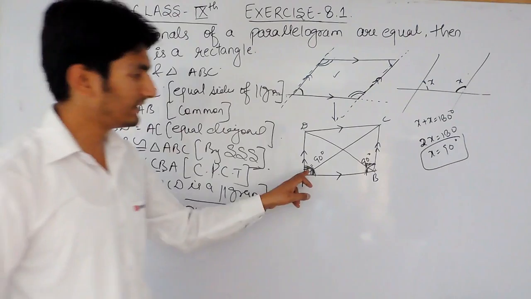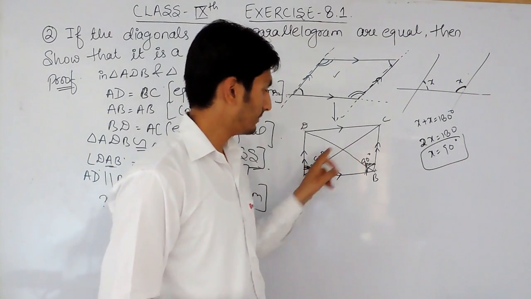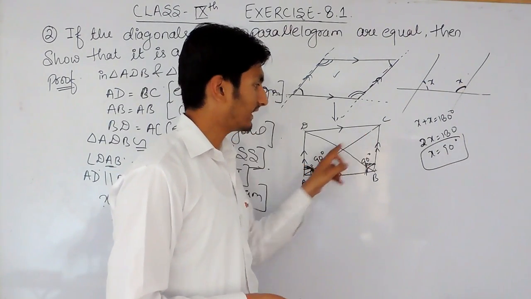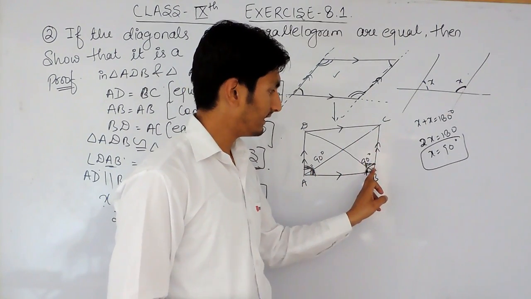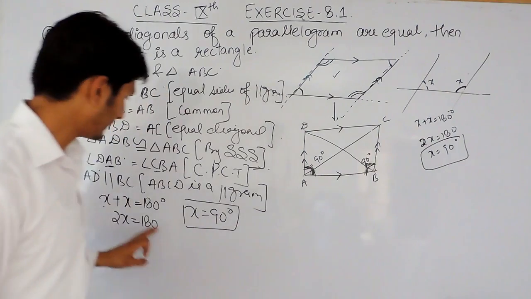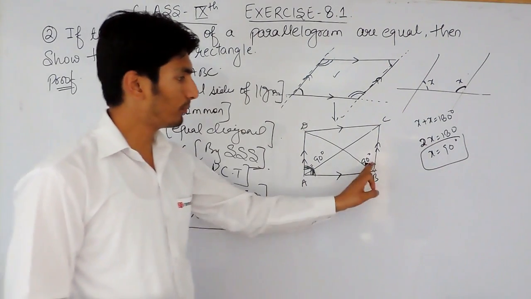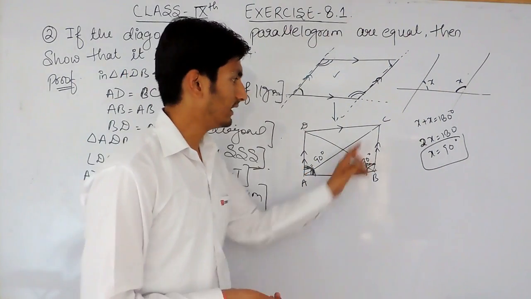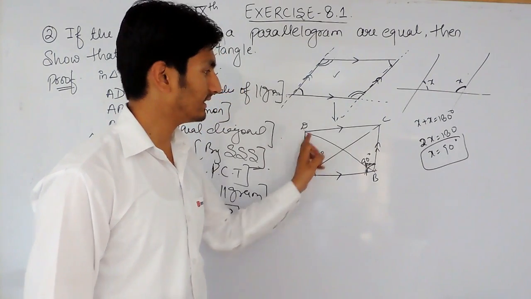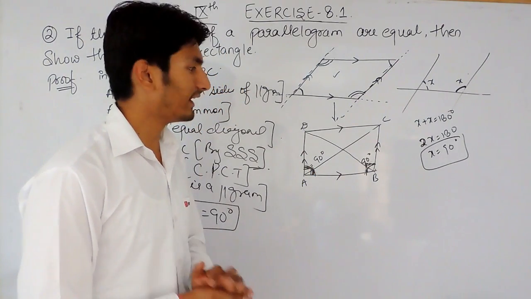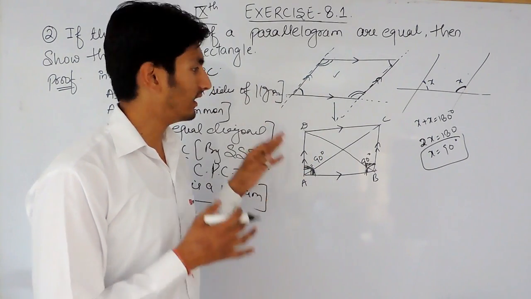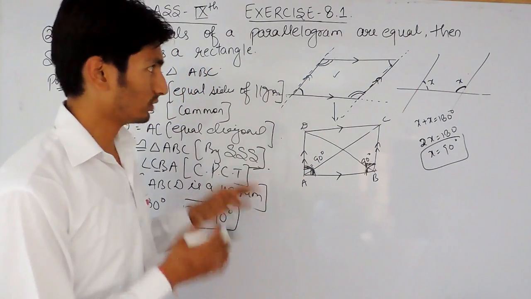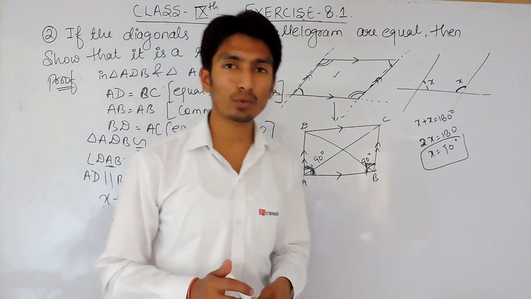Now, if this is 90, opposite to this, because the opposite angles in a parallelogram are equal, this will also become 90 degrees. And we have already proved that angle B is also 90. So opposite to this will also become 90. So because all angles in this parallelogram are 90 degrees, we can confirm that this is a rectangle. So this is how you can prove this second question.